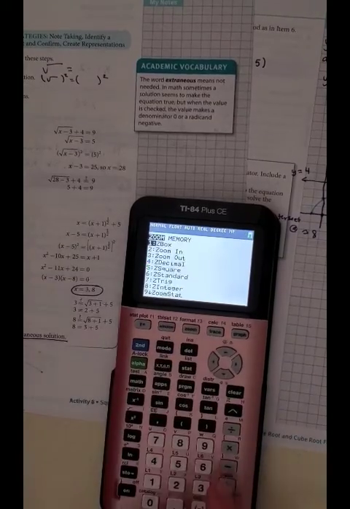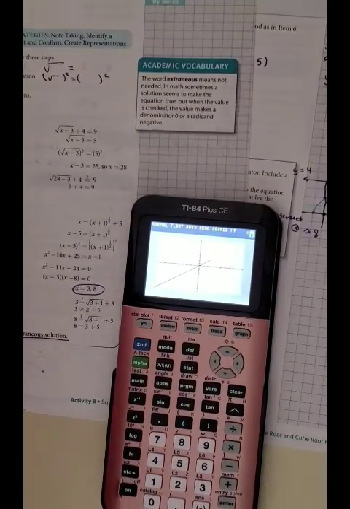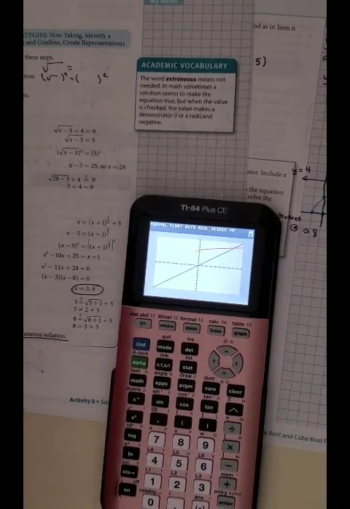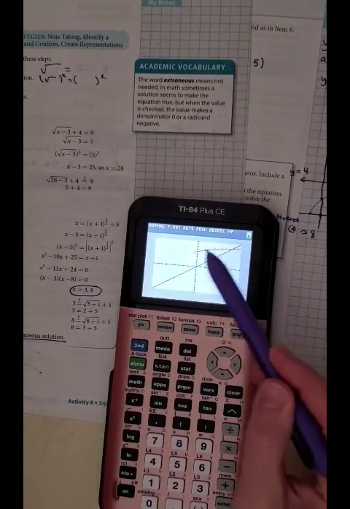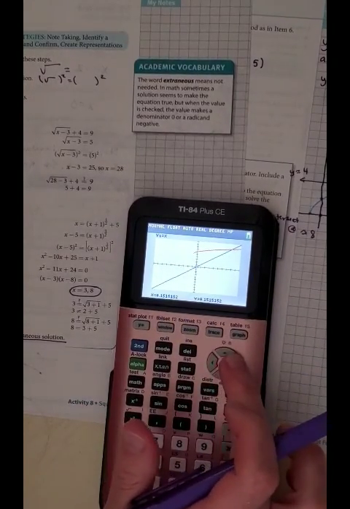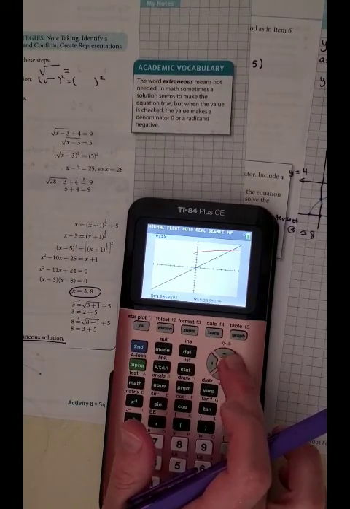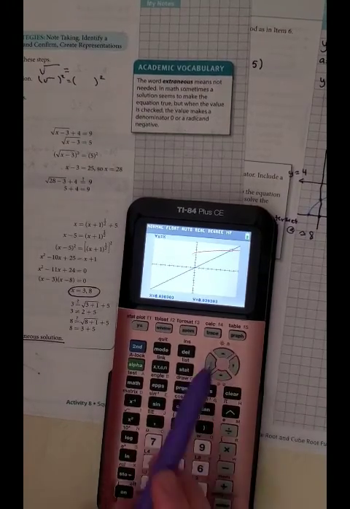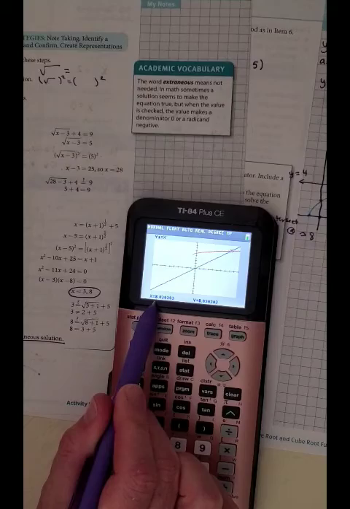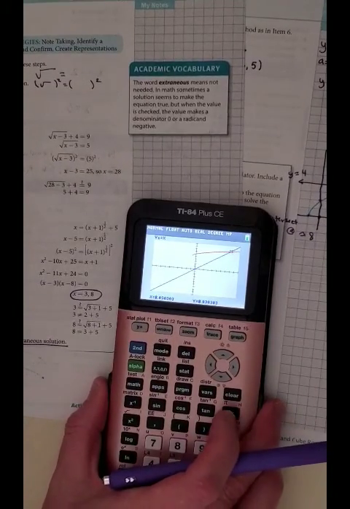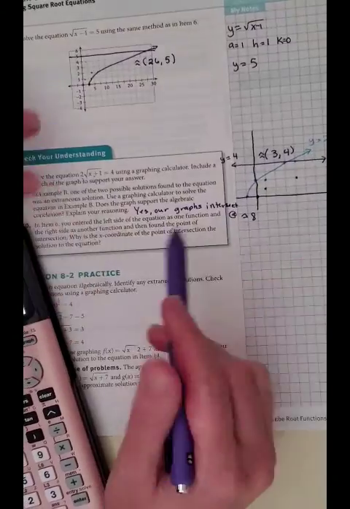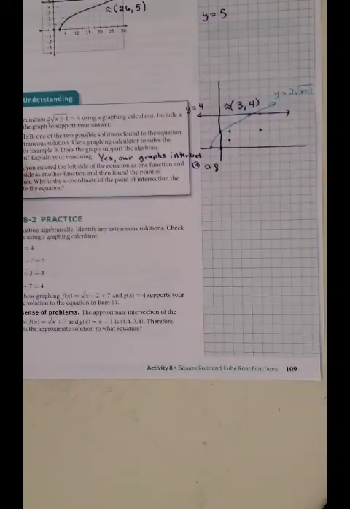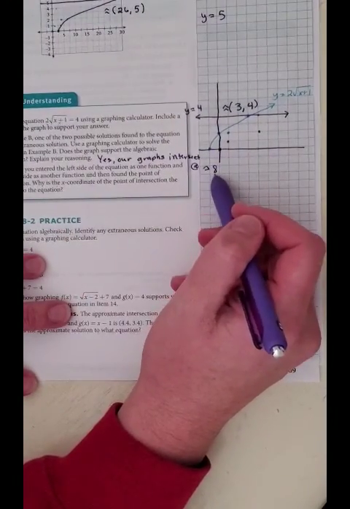And we're going to hit zoom 6 and look at this graph. So there's the graph of our line, and there's the graph of our square root function. And then to trace this, we're going to go to the point where they intersect, which is at about 8.03, approximately 8. So the answer to this is yes, our graphs intersect at 8. We already verified this one algebraically where we got 8.